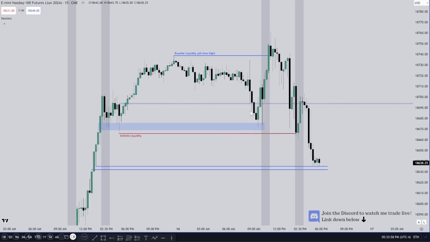All right, 15-minute chart here. These gray sessions, this is your AM silver bullet hour, 10 to 11 o'clock. This is your PM silver bullet hour. Is it 2 to 3 o'clock, I believe? 2 to 3 o'clock, if I'm not mistaken. So we have this small little fair value gap here on the 15-minute chart.